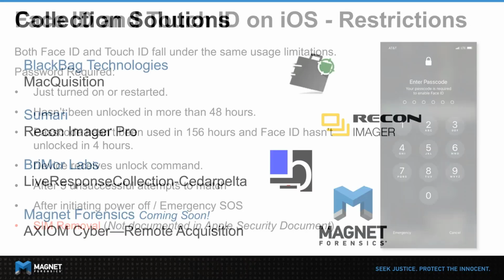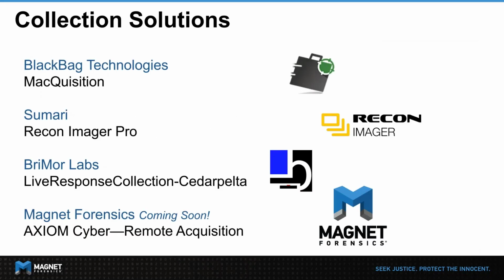Now, collection options when we are dealing with Mac. There are several out there. So Blackbag has Macquisition. Macquisition supports T2 chip decryption to where you can pull the volume over of that APFS container and be good to go. Samari has Recon Imager Pro. Once again, you can collect data in a logical format and pull that over from different Macs. So definitely keep that in mind.